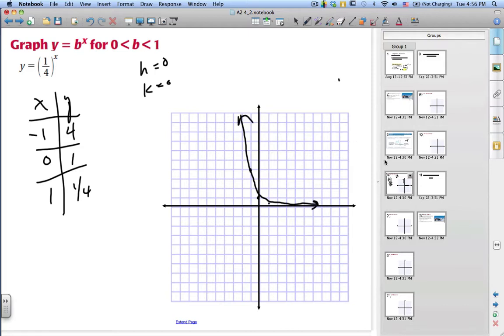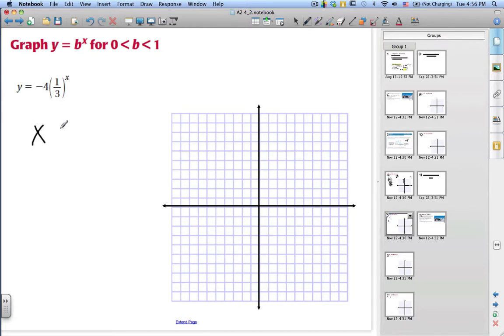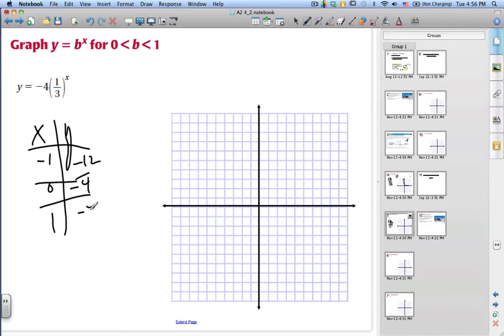Okay. Pretty straightforward and similar to what we did in the last section. Again, if I have a negative leading coefficient, that's going to have the effect of flipping things upside down. But I'm still going to pick the same inputs. 1/3 to the -1 power is 3 times -4 is -12. 1/3 to the 0 power is 1 times -4 is -4. And 1/3 to the first power is 1/3 times -4 is -4/3.